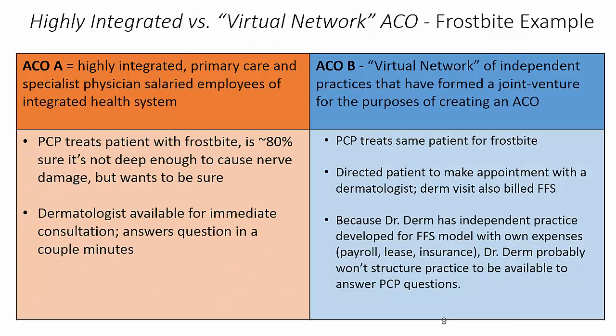So let's use the example first of an ACO that consists of a highly integrated system where primary care physicians and specialists are all salaried employees of the health system. Think of something like the Kaiser Permanente or the Mayo Clinic. And a patient with frostbite gets treated by a primary care physician. Or this could be an urgent care setting, and it could be a nurse practitioner or a physician assistant.